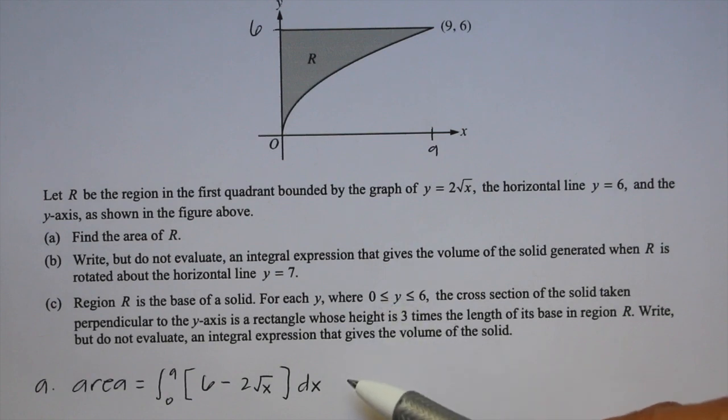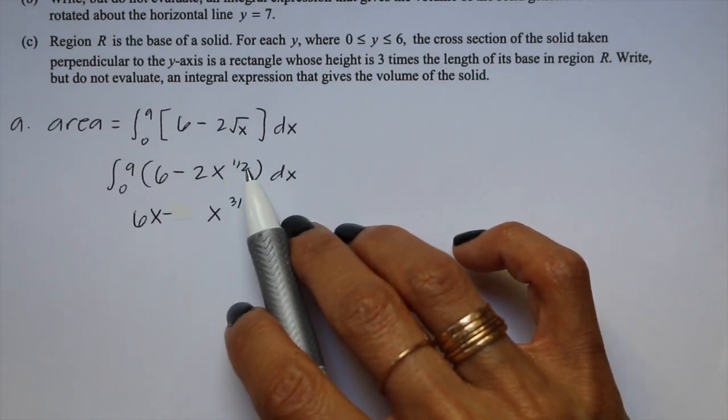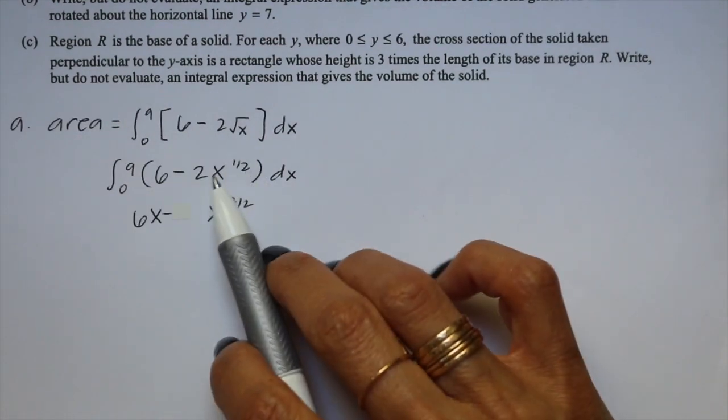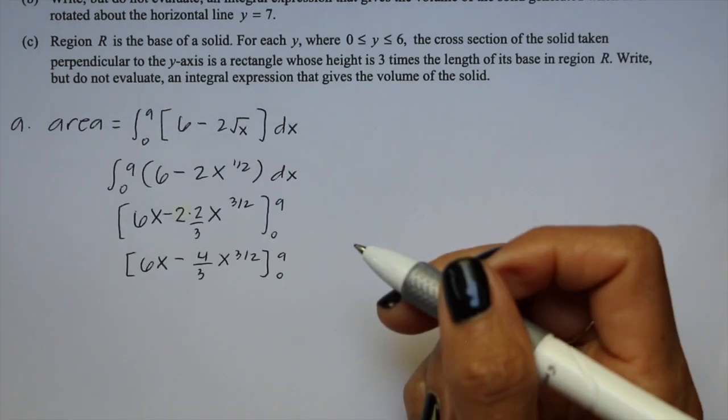Alright, so here's our integral. We have 0 to 9, and then we're integrating 6 minus 2 square root x dx. So first I rewrote that square root x as x to the 1/2, and then now we can go ahead and integrate. Right here we're going to add 1 to this exponent, so you get 3/2. Drop this 2 down, and we divide by this new exponent, which is the same as multiplying by 2 over 3. And our last step is plug in 9 minus plugging in 0.